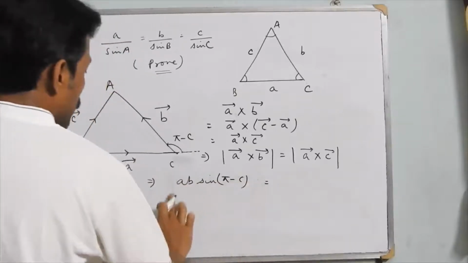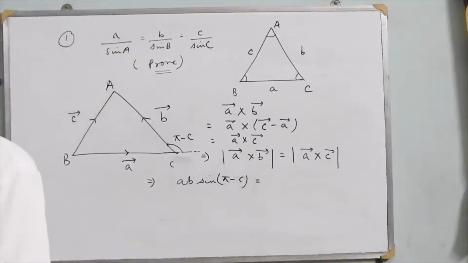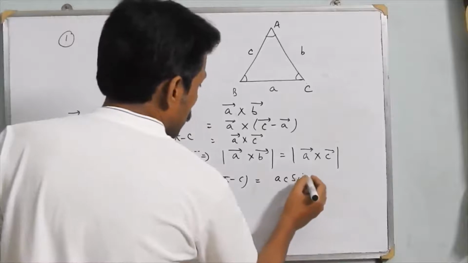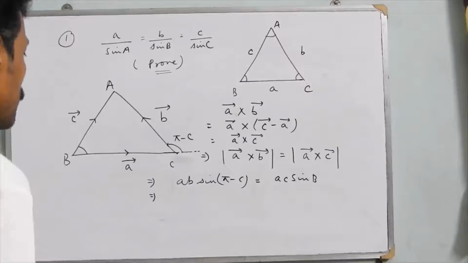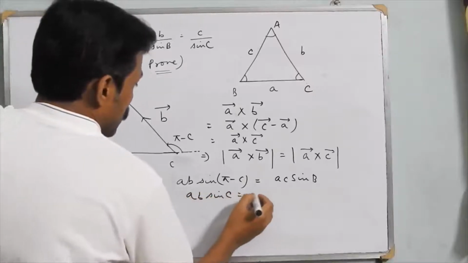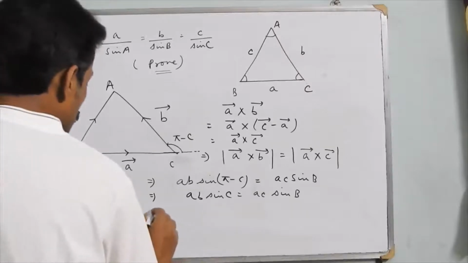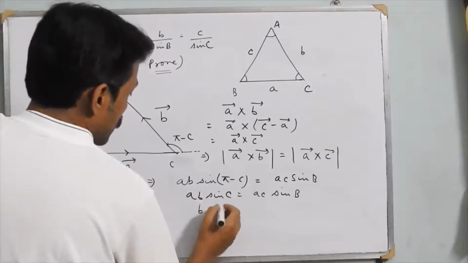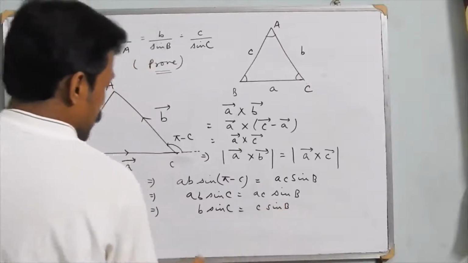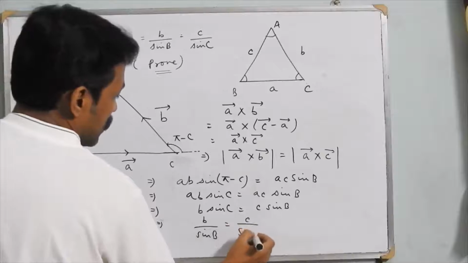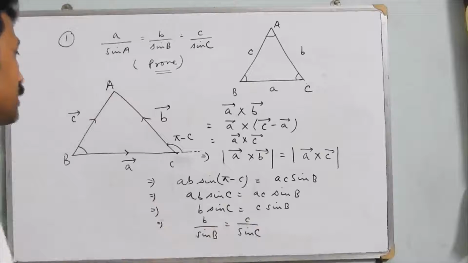Modulus means no need of n hat, because modulus of n hat is 1. Now A cross C: if you see this one, A vector cross C vector, this is the acute angle B. Because A vector and C vector are in two different directions, the angle between them is this angle B. So this is AC sin B. Now sin(180 minus theta) is sin theta, so sin(pi minus C) is sin C. So a will cancel out, you have b sin C is c sin B. Now you can write it as b by sin B is equal to c by sin C. We have proved a part of this one.